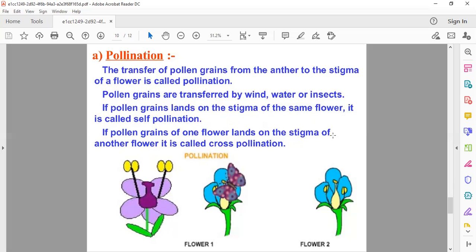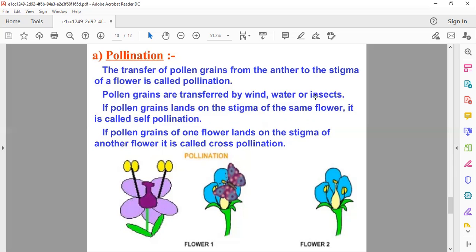This is the simplest definition of pollination: when pollen grains are transferred from the anther to the stigma, it is known as pollination. Next, by whom is this pollination done? Pollen grains are transferred by wind, water or insects. About this we'll study after this slide, how the pollen grains are transferred by wind, water or insects. Next, children, there are two types of pollination. One is self pollination and the other is cross pollination.